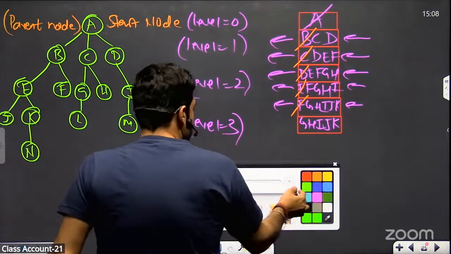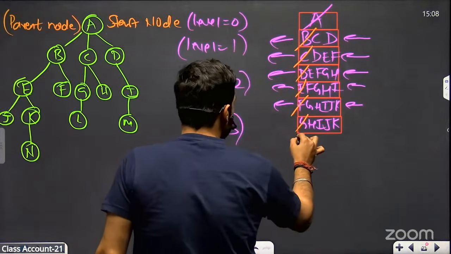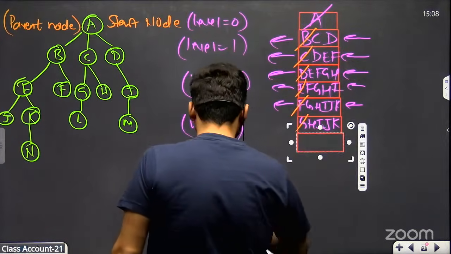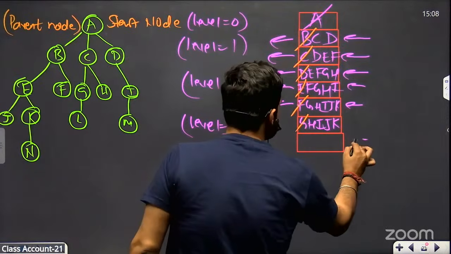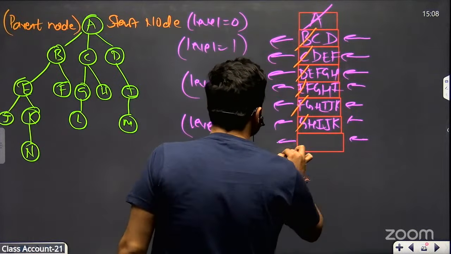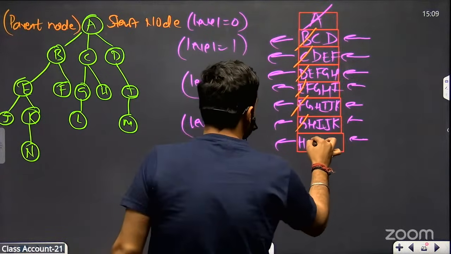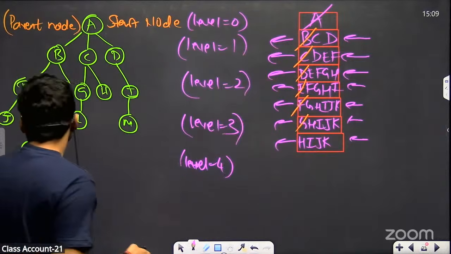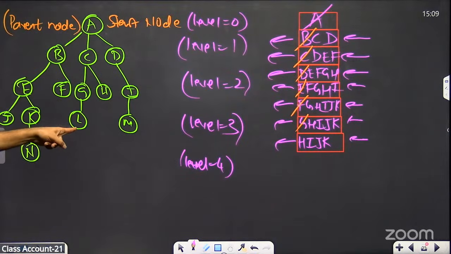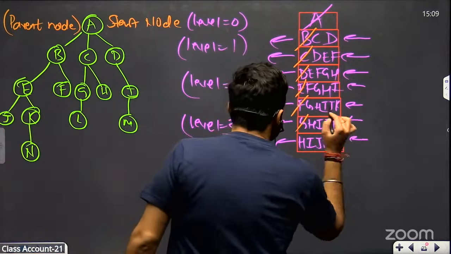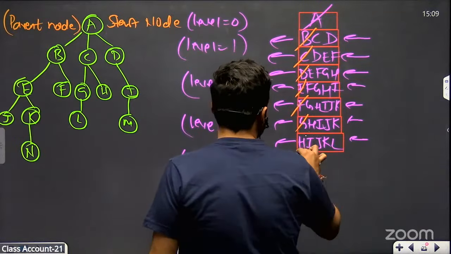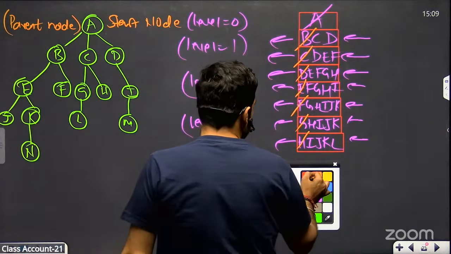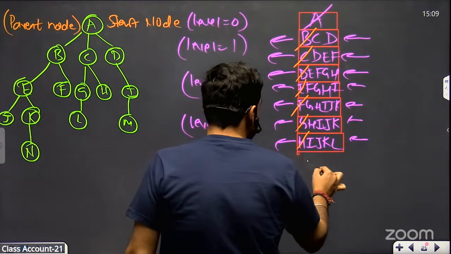Simple. Now I would be cutting G. Again, push in from here and take out from here. Then I have H, I, J, K. G has how many children? G has a single child, that is L. Now H came first, so I would be cutting H.